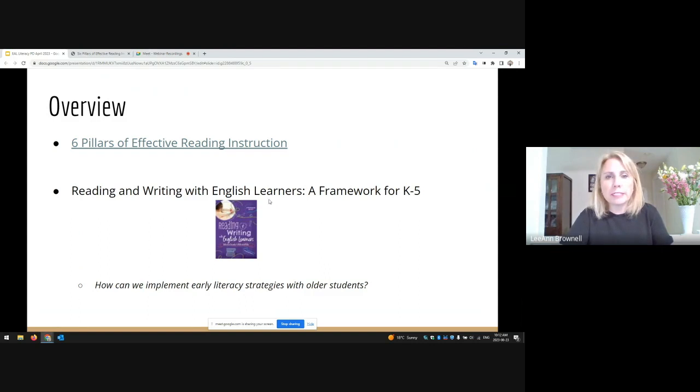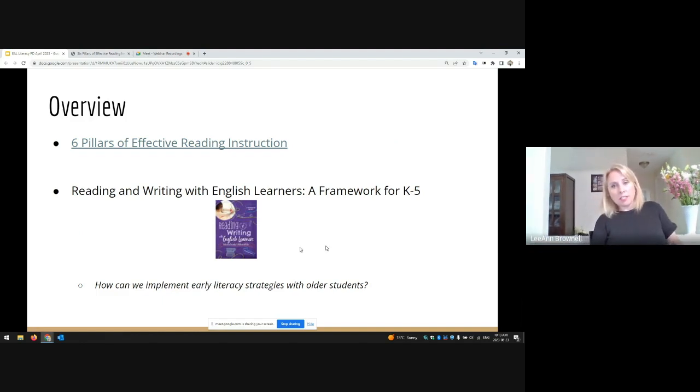This webinar is solely based on this text, which is highly recommended: Reading and Writing with English Learners, a framework for K-5. However, I will say there's a lot of great information in this text about supporting students that have literacy needs.